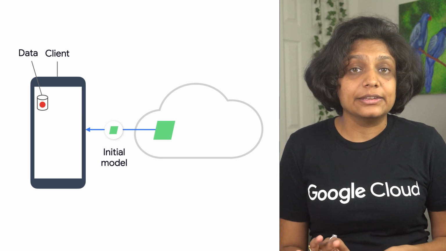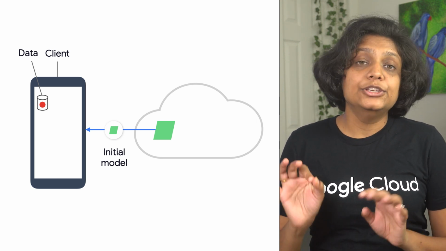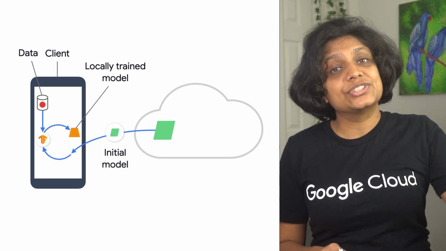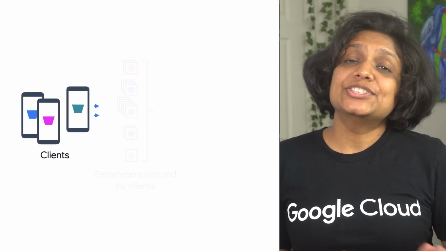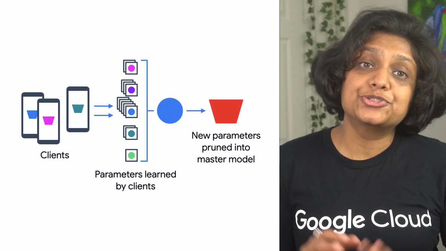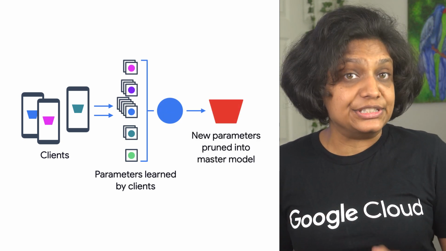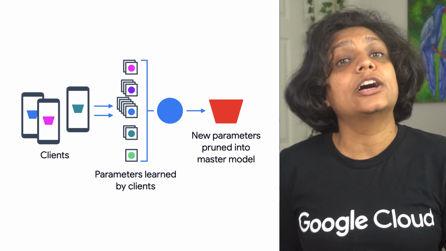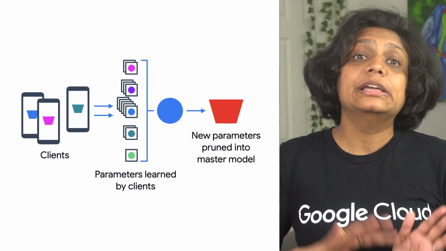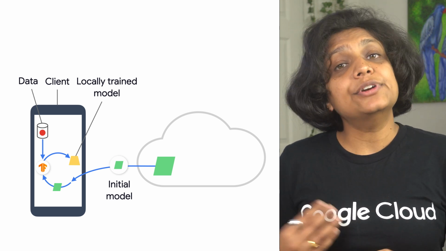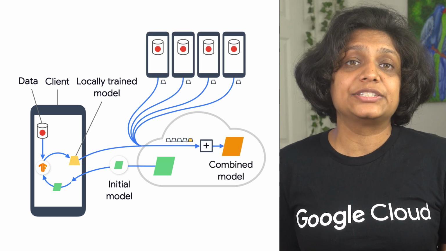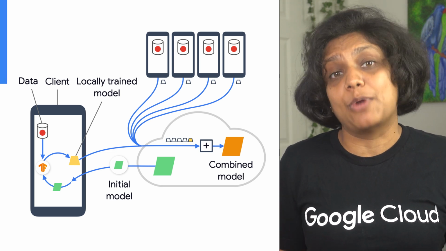Now, each client trains the model locally using its own local data and produces a new model, which is sent to the server. The thing to note here is that the data used to train the model on the individual device never leaves the device. Only the weights, biases, and other parameters learned by the model leave the device. The server then gets all the locally trained models and averages them out, effectively creating a new master model.